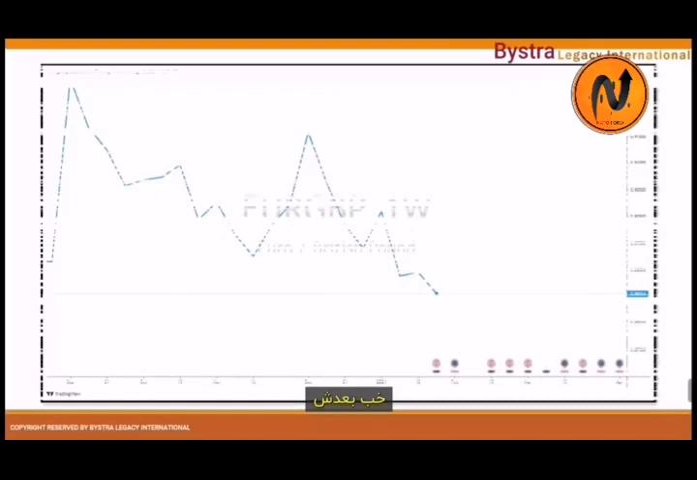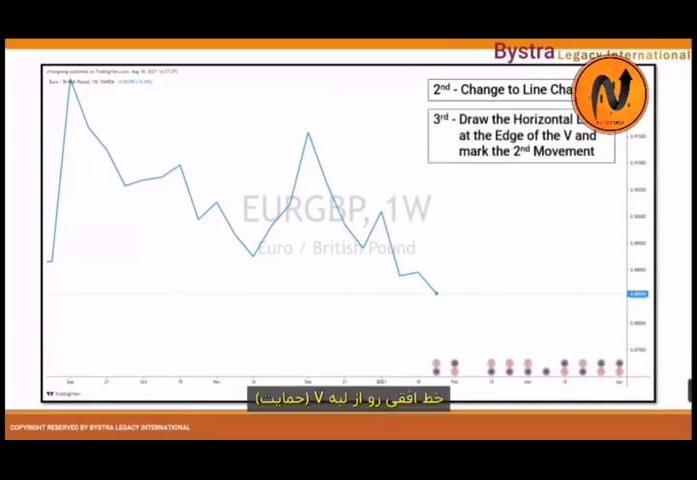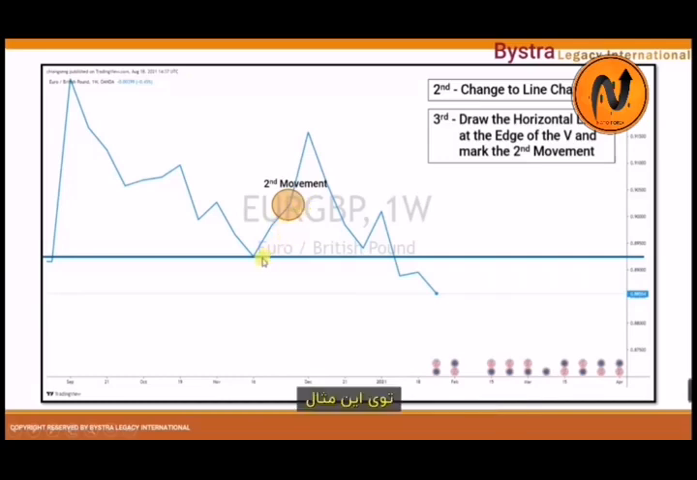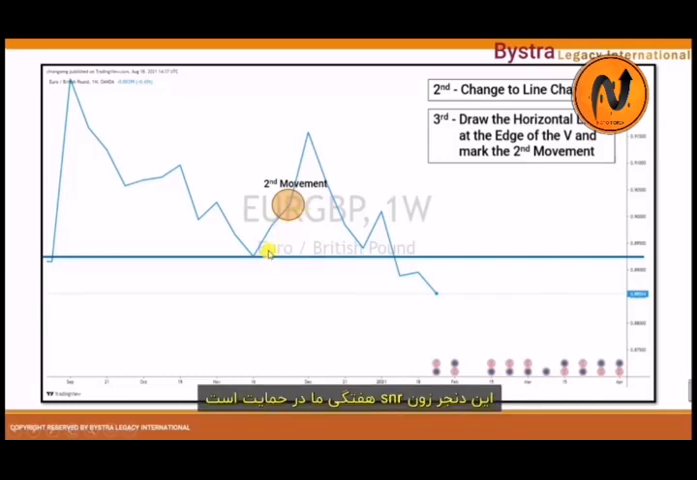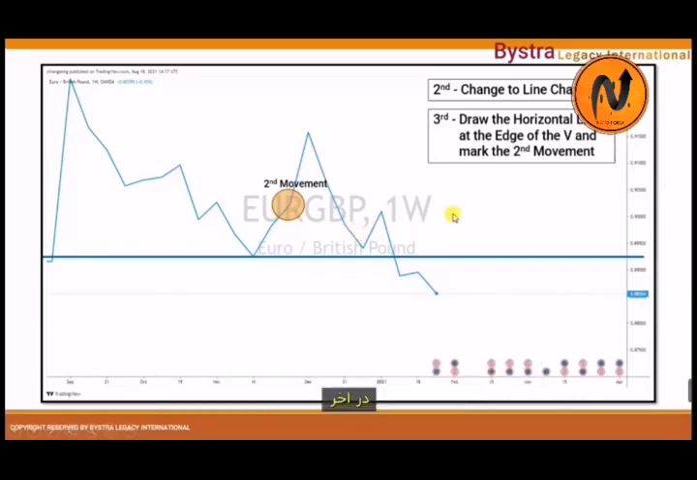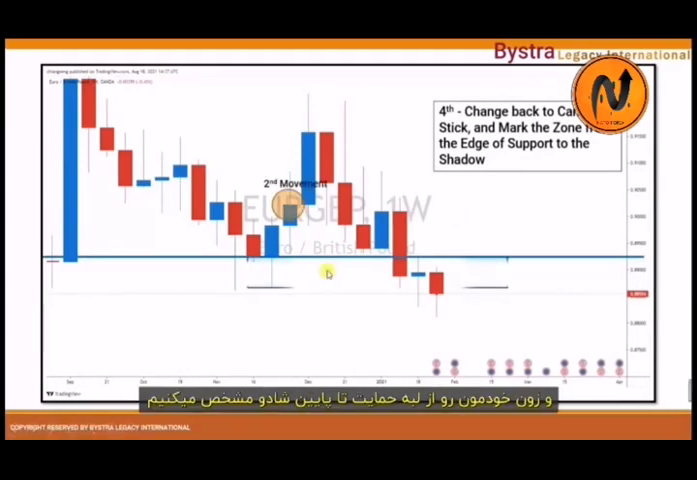So next, we go to the line chart. We change to the line chart, and then what should we do? We mark the horizontal line at the edge of the V and mark the second movement of the weekly time frame. In this case, this is the danger zone SNR weekly at the support. Therefore, the second movement has to be on the right side, which is this one. Okay. Lastly, we move to the candlestick chart. Mark the zone from the edge of this support all the way to the shadow.